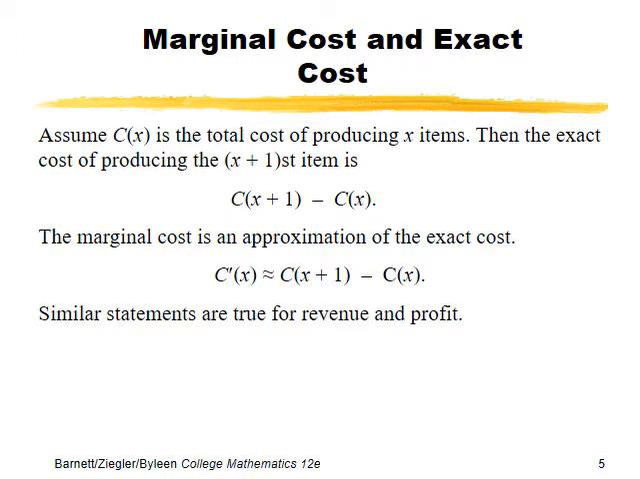Marginal means the cost of producing an extra item. Let's say the cost of producing x plus 1 items is something, and the cost of producing x items is something else. Then what is the cost of producing that extra item? So you can subtract their total costs and you will get the cost of producing that x plus first item.